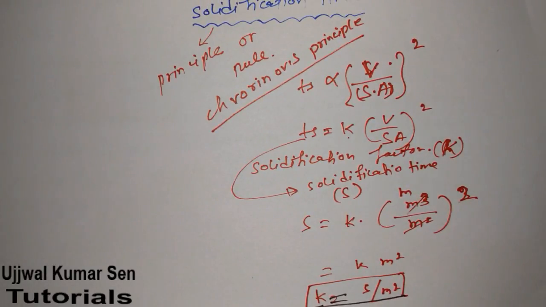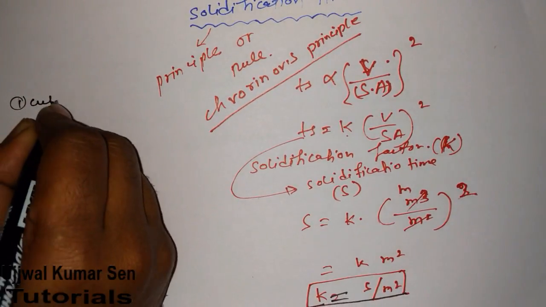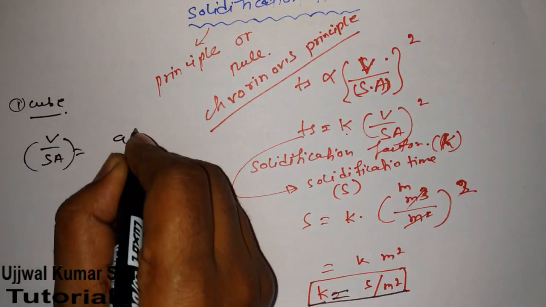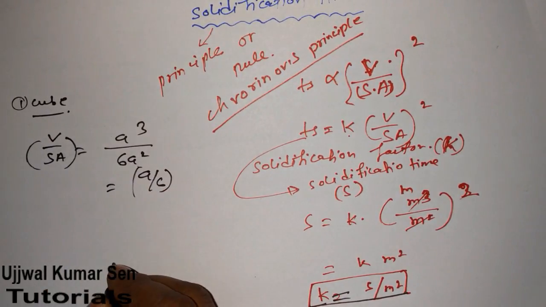So now let's go for a few shapes. What type of shape we want to cast, based on that we can find out solidification time. That means solidification time also depends on the shape of the cast, for which shape we want to cast. Okay, so let's go for it. First let's go for cube. For cube, volume by surface area: volume is a cube, surface area is 6a square. So it's a by 6, right?